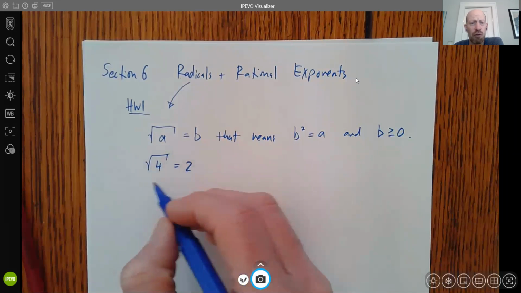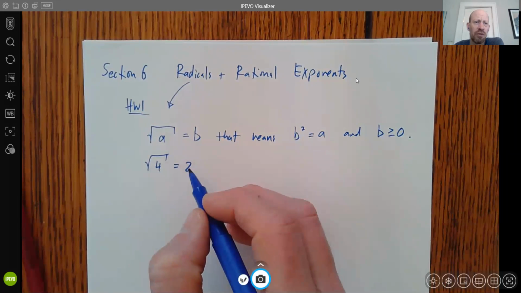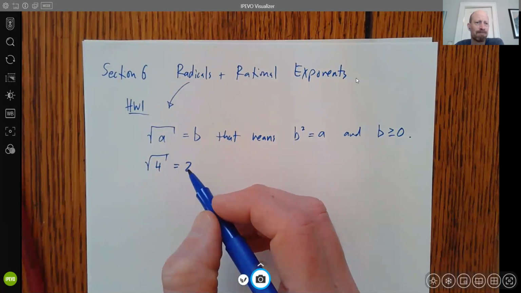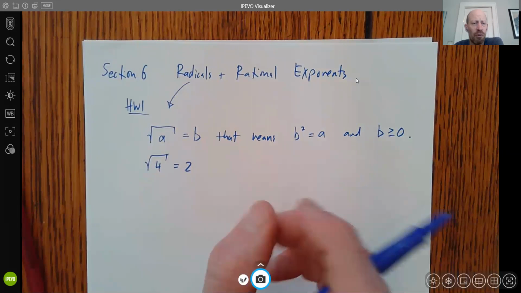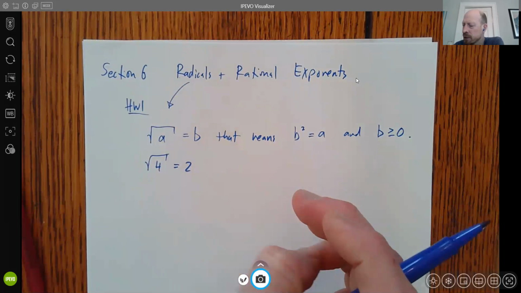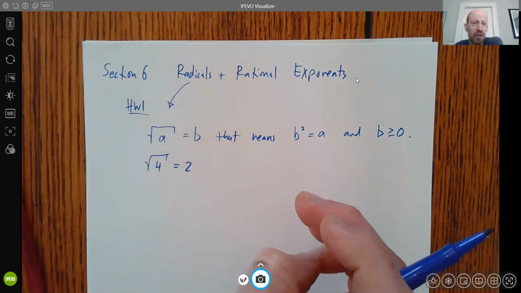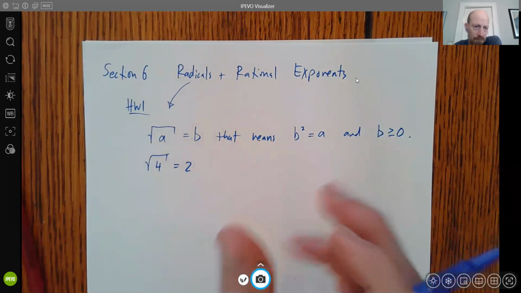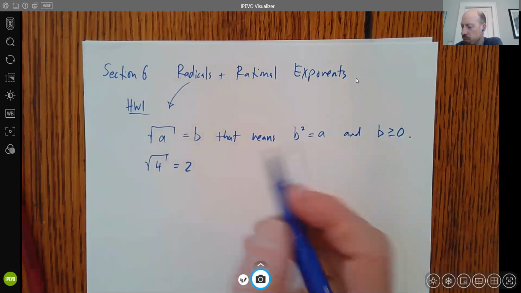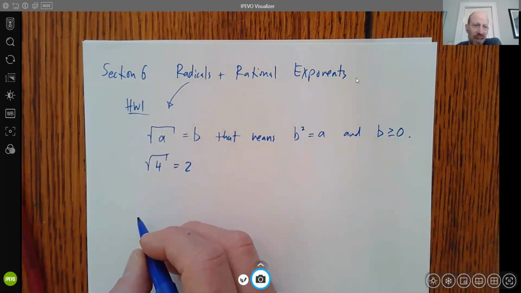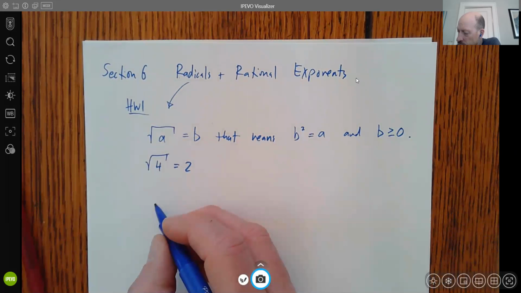This is a reoccurring issue with square roots, this positive negative situation. It flows through the whole section here. A good thing to remember is that a square root is always a positive number. So that's a simple approach. But we don't have to be limited to square roots. We can also have cube roots.